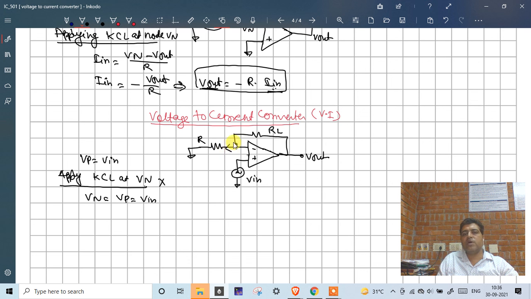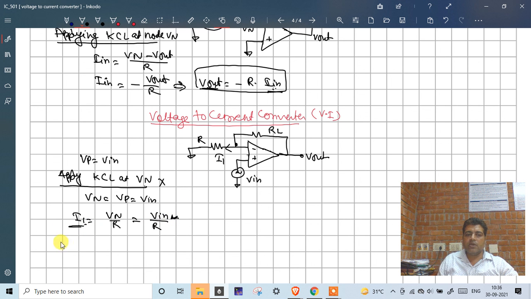So I am going to mark current direction like this, and this current value is I1. So I can write I1 equal to Vn by R, so V in by R. So my current depends upon the input voltage, because I1 is proportional to V in.